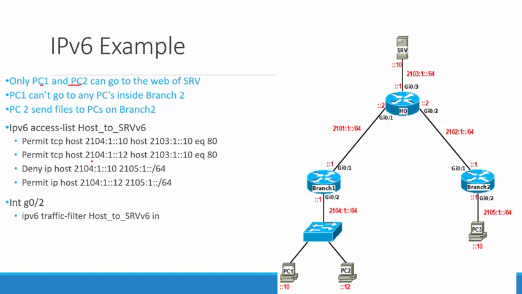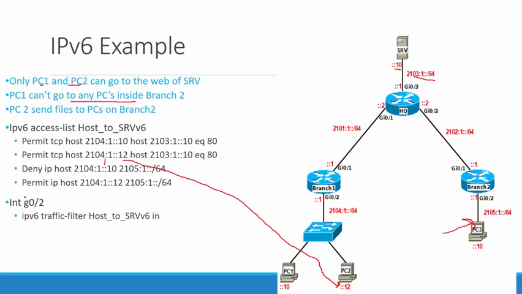Permit TCP host 2104:1:12, which specifies our PC2, to again go to 2103:1:10 eq 80. So again, the web of SRV. We want to deny IP host 2104:1:10. This is PC1. We're going to deny him going to everything within this LAN, which will then not allow it to go into any PCs inside of branch 2.